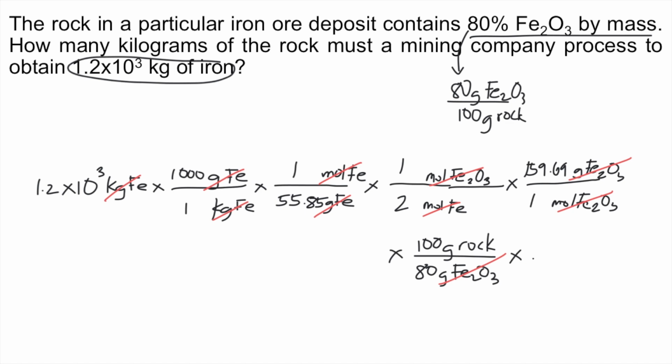So you need to multiply this further by a final conversion factor from grams of rock to kilograms of the rock. So again, we know that 1 kilogram is equivalent to 1,000 grams. So the grams of rock would cancel out, and now we have reached our final unit, which is the kilograms of the rock.